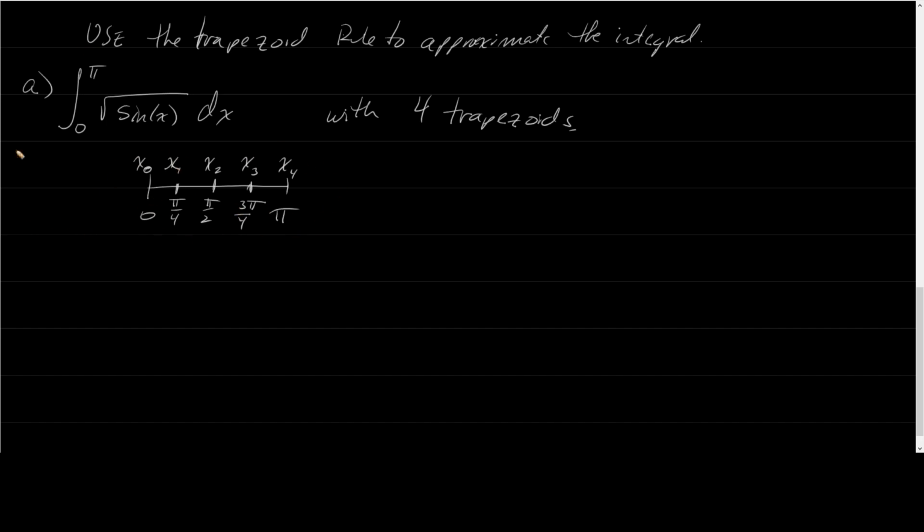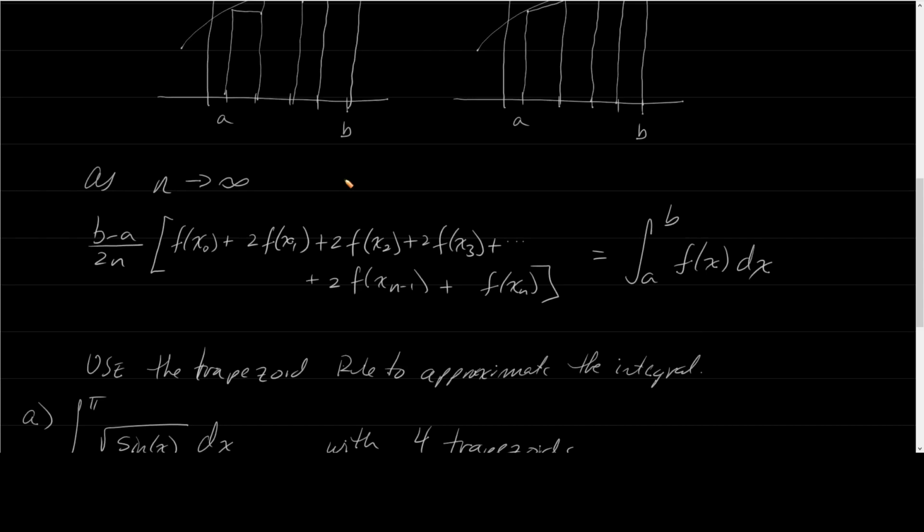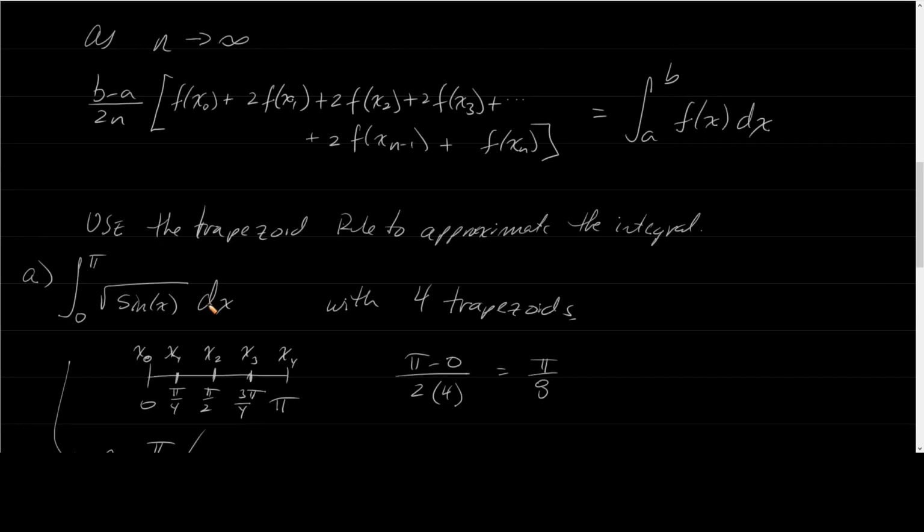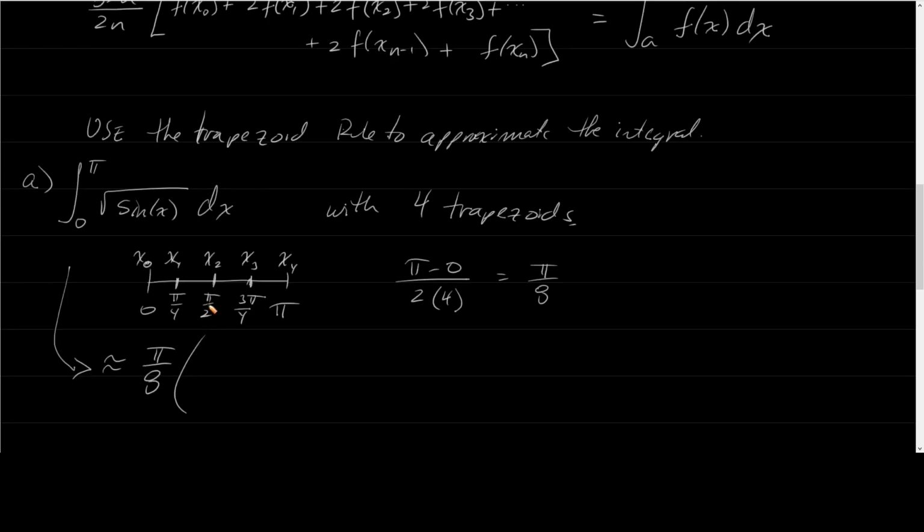Now, the next thing I want to do is look at the formula. We had b minus a over 2n, so we need to figure out what that is. Here, this is b, this is a. So we have pi minus 0 over 2 times n, where n is 4. Here I end up with pi over 8. So this integral is going to be approximately pi over 8 times, well, what was the formula? It was 1, 2, 2, 2, 2, 1. The first one's a 1, the last one's a 1. Everything in the middle is just 2's as our coefficients.